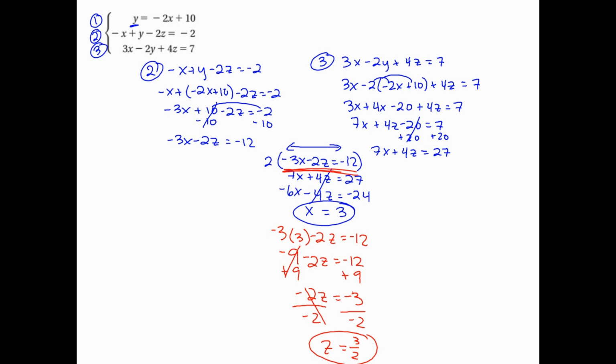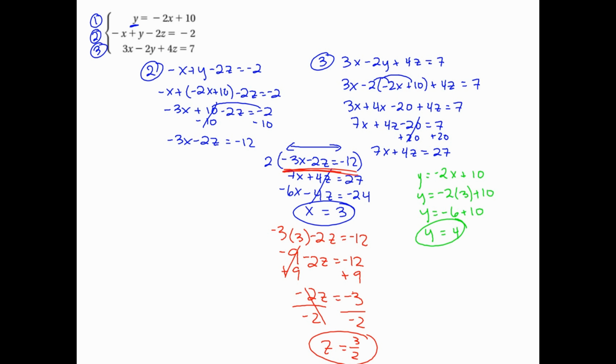Go back all the way to the beginning, and let's find our last one that we're looking for, which is y. It says y equals negative 2x plus 10. So we know x is 3, so y equals negative 2 times 3 plus 10. So y equals negative 6 plus 10. So y equals 4. So we have x is 3, y is 4, and z is 3/2.